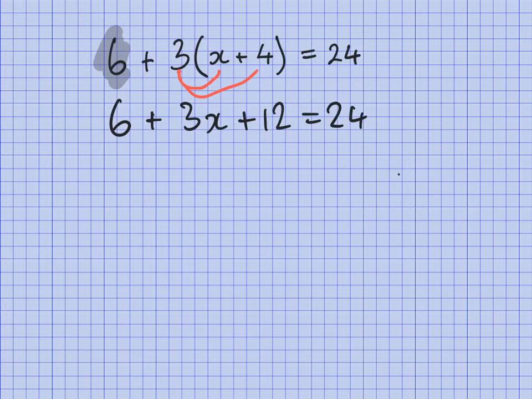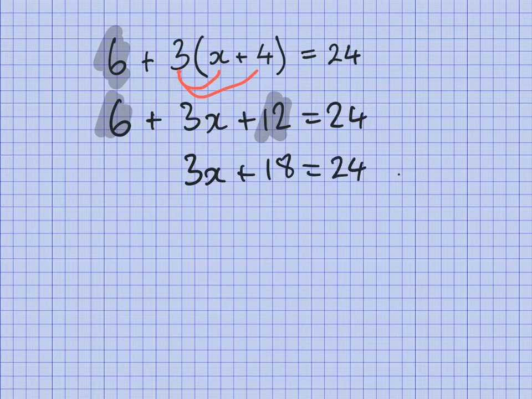Nice. Now what would be sensible is to tidy up the numbers on the left-hand side. So the things that are the same here are the 6 and the 12 because they're both just numbers. The x's are separate. So I'm going to add 6 and 12. So I get 3x plus 18 equals 24.